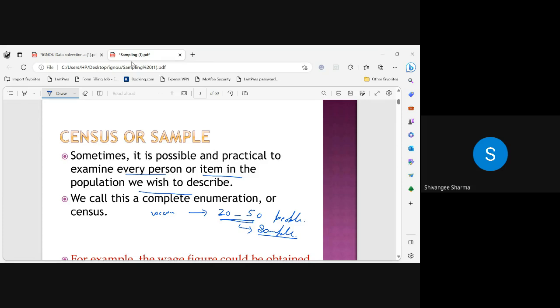So if there is any possibility to practically examine every person or item in the population, then that is called a census. If you can examine or analyze every person or item in the population, then that is a census. But if you are unable to do that because of time constraints or because of the massive amount of work required, you take a sample.